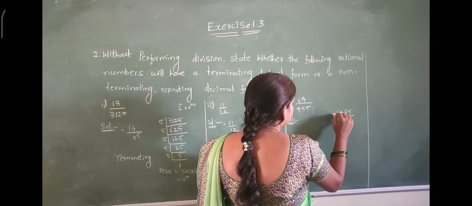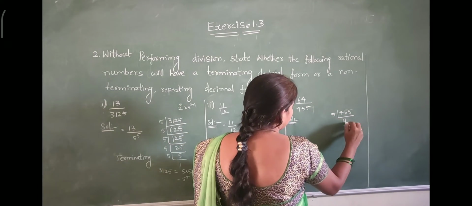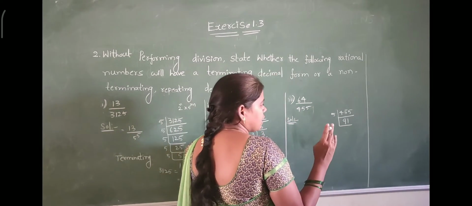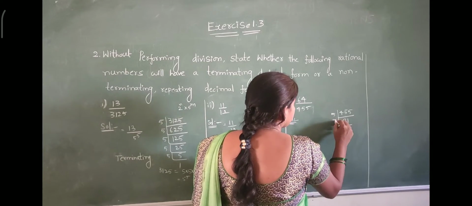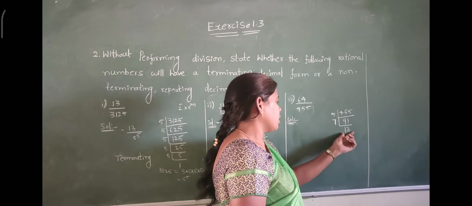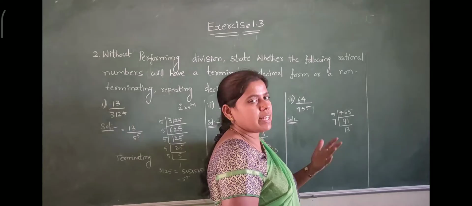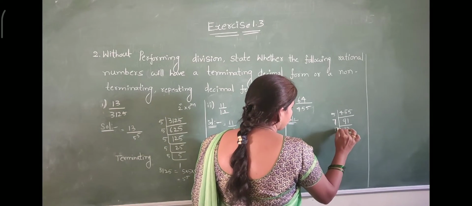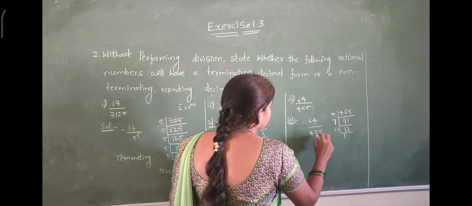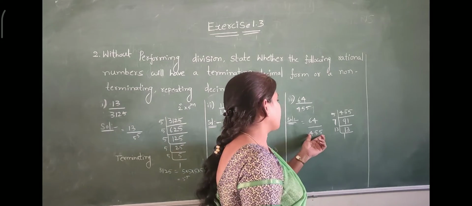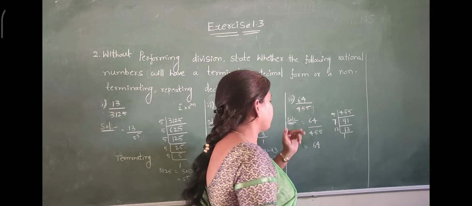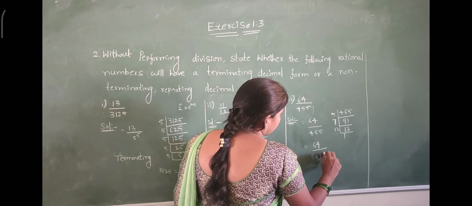455 is exactly divisible by 5. 5 nines are 45, 5 ones are 5. Okay, 91. 91 is not divisible by 3 or 5. This is divisible by 7. 7 ones are 7, 7 threes are 21. 13 is a prime number. 13 is not divisible by any number other than 13. So here 64 by 455 can be written as 64 by 5 into 7 into 13. The prime factorization of 455 is 5 into 7 into 13.